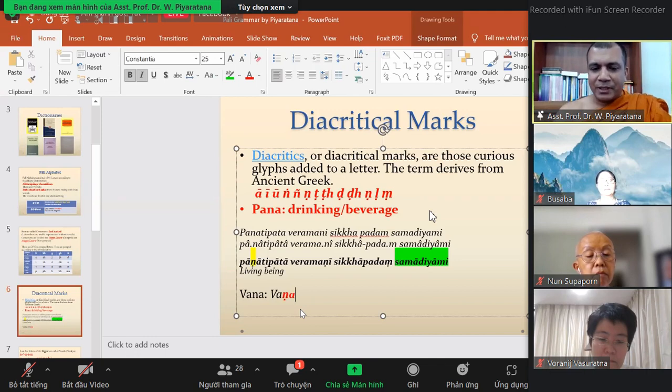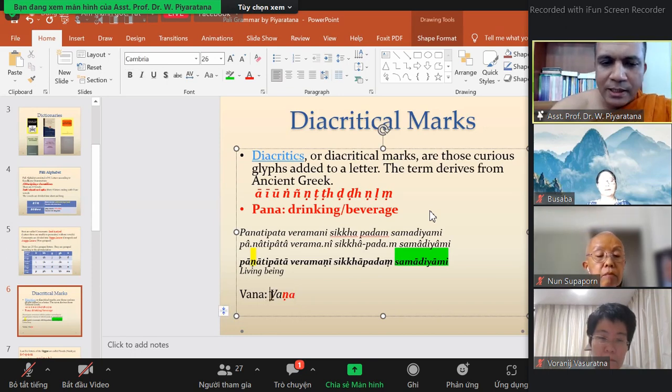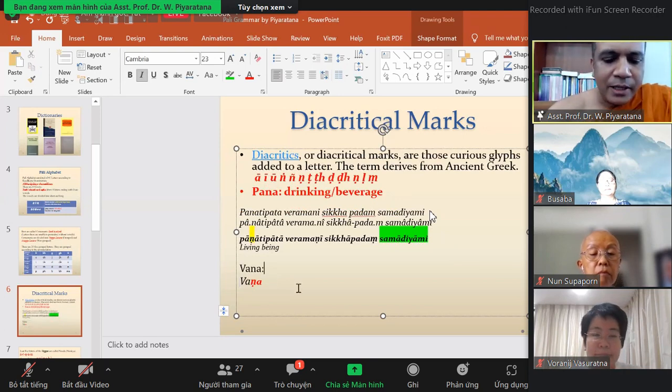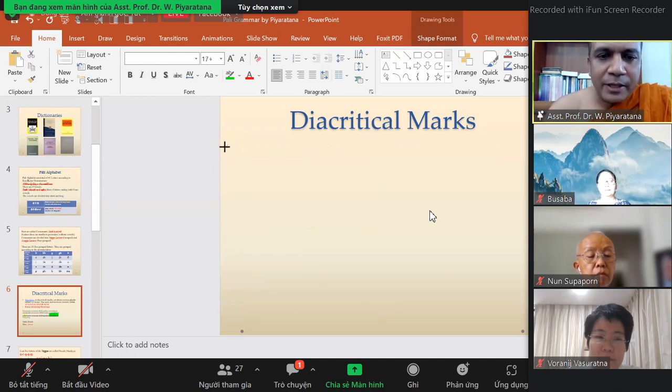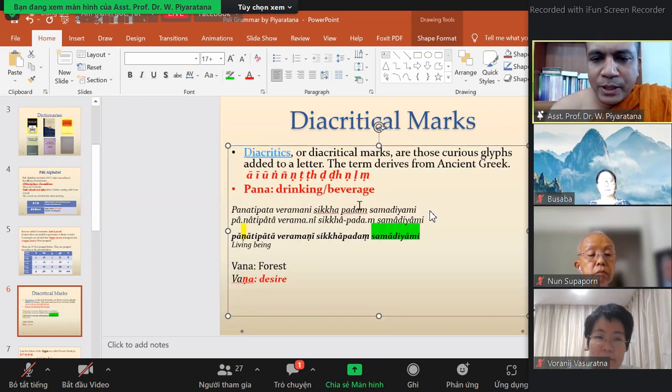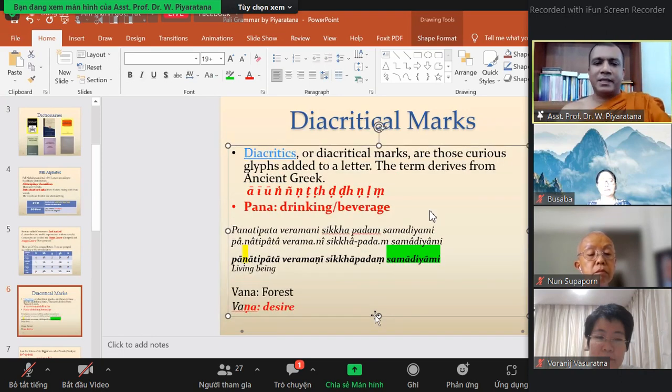If you are not using the diacritical marks, of course, they have two different meanings. The first one, vana, is related to the forest. And this vana is related to desire. So these diacritical marks, the letter na, change the meaning. That's why I said, even though it might be difficult, you have to pay attention to recognize the diacritical marks.